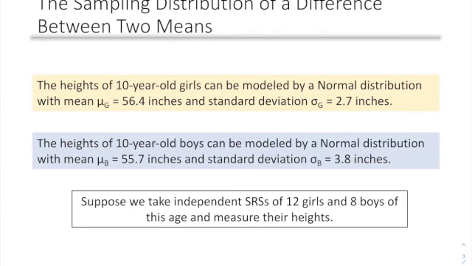So let's look at the sampling distribution of a difference between two means. We have the heights of 10-year-old girls, which is modeled by a normal distribution with a mean of 56.4 inches and a standard deviation of 2.7 inches. And the heights of 10-year-old boys can be modeled by a normal distribution with a mean of 55.7 inches and standard deviation of 3.8 inches. Suppose we take an independent simple random sample of 12 girls and 8 boys of this age and measure their heights.